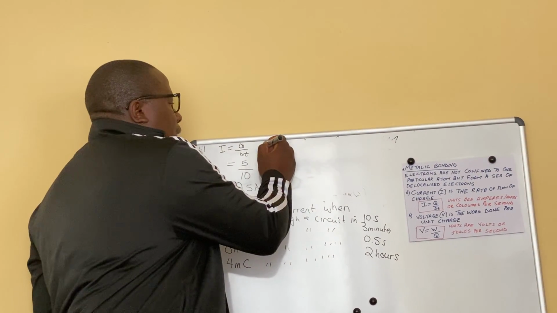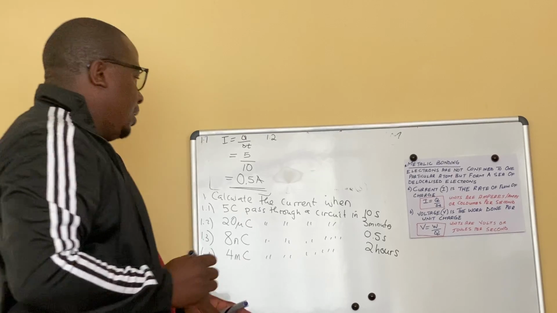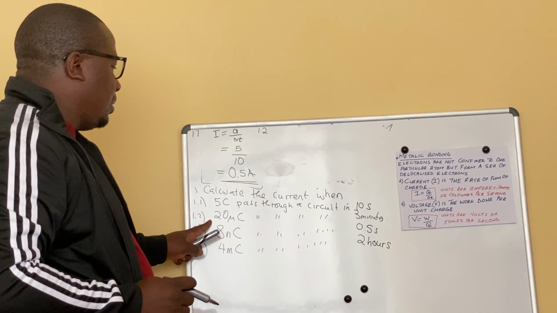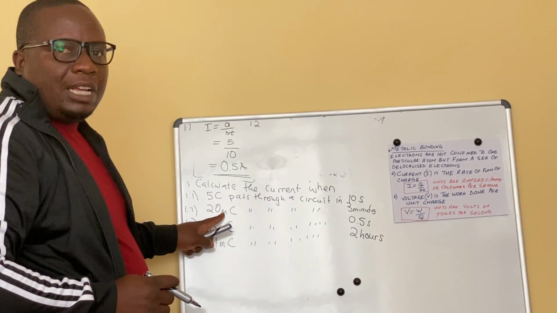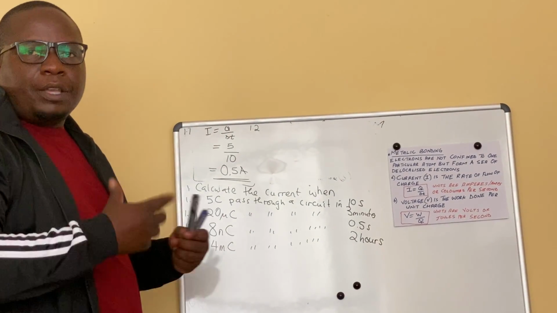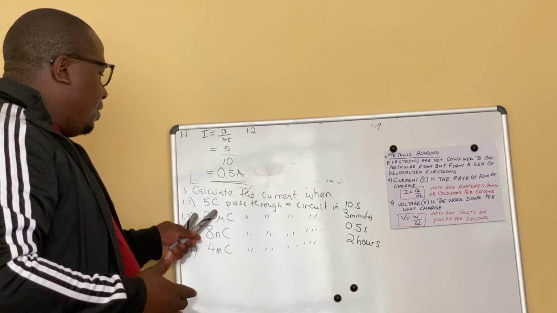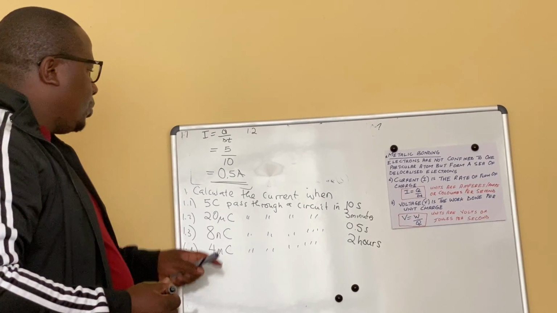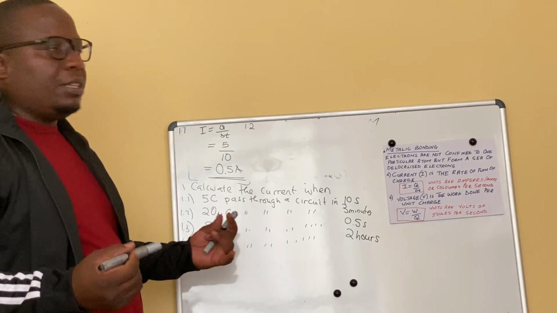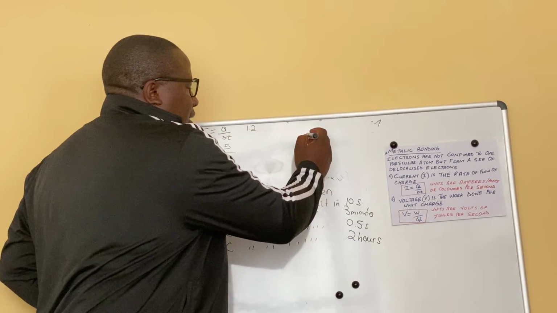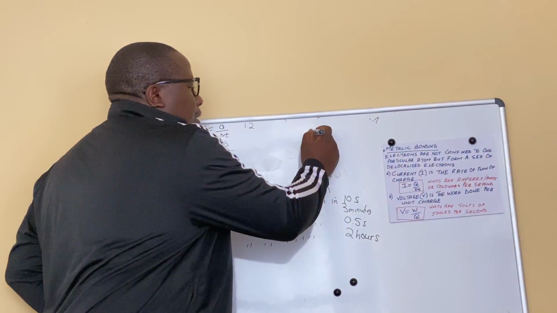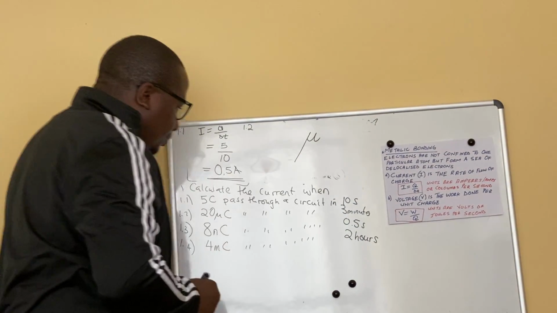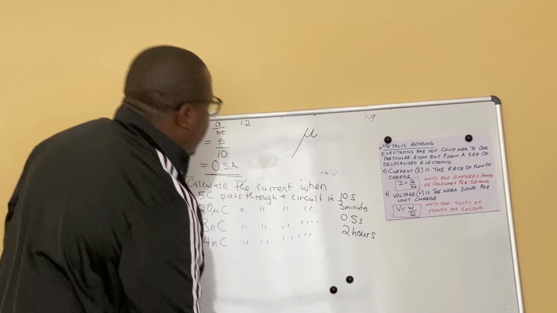Now, when we go to 1.2, this time we have a problem, because we are asked to calculate the current, but our charge is given in what are called microcoulombs. These are very small charges, micro, nano, very, very small charges. So you need to know what the micro means. Micro is written like this. It is a funny U, so you write it like this. That is how we write micro. So I hope you guys can see that.